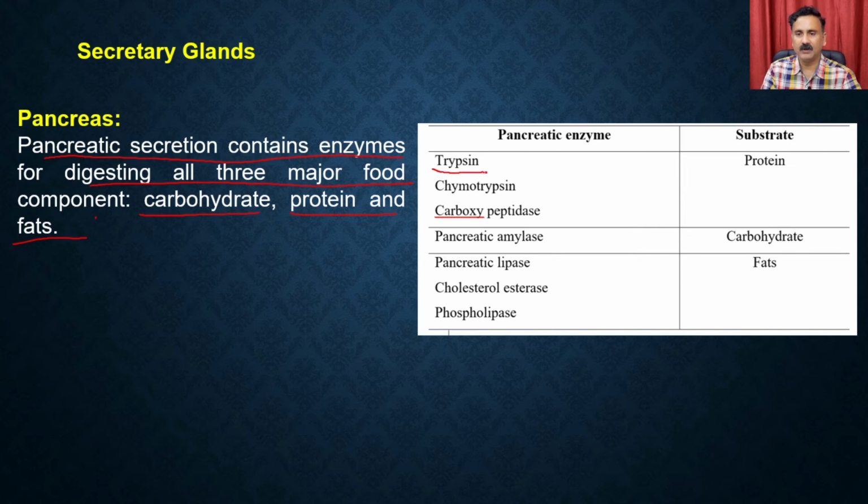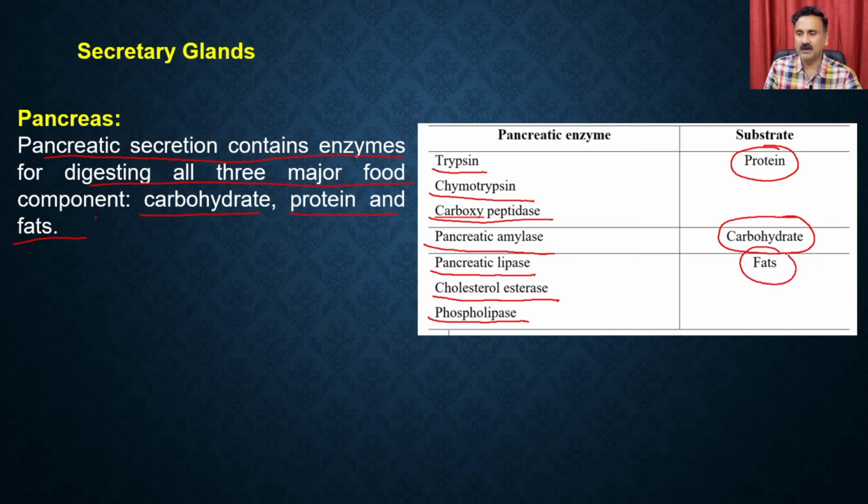The pancreas secretes trypsin, chymotrypsin and carboxypeptidase, which act on proteins. Then it also secretes pancreatic amylase, which acts on carbohydrates. And it also secretes different types of lipases, like pancreatic lipase, cholesterol esterase and phospholipase, which act on different types of fats. Pancreatic lipase acts on fat, cholesterol esterase digests cholesterol, and phospholipases digest phospholipids.